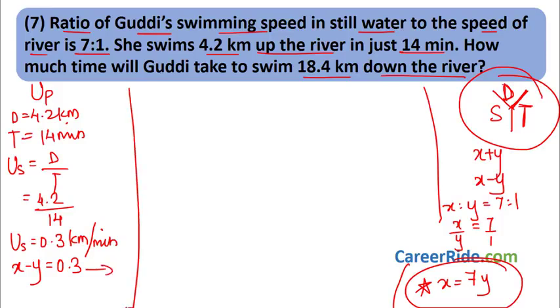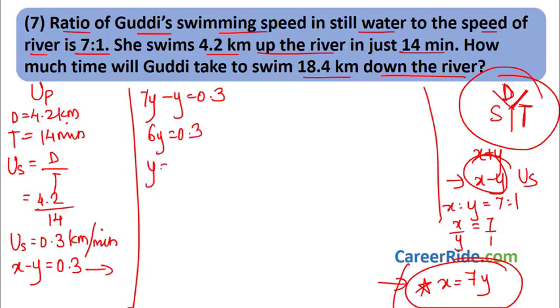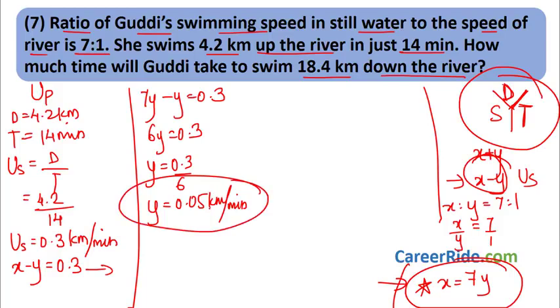So let's solve it over here. x minus y is 0.3, and the value of x is 7y. From where did we get it? We get it from here, and also x minus y is the upstream speed, we know that, correct? So 7y minus y is 0.3, 6y is 0.3, y equals 0.3 divided by 6, y equals 0.05 kilometers per minute. This is the speed of the river.